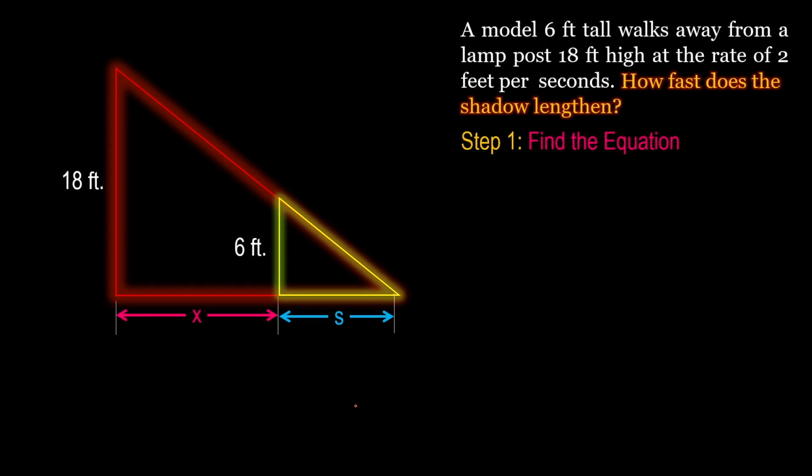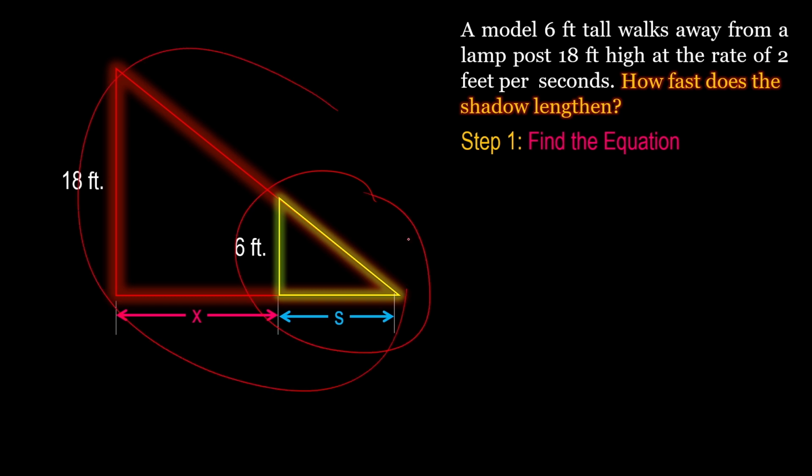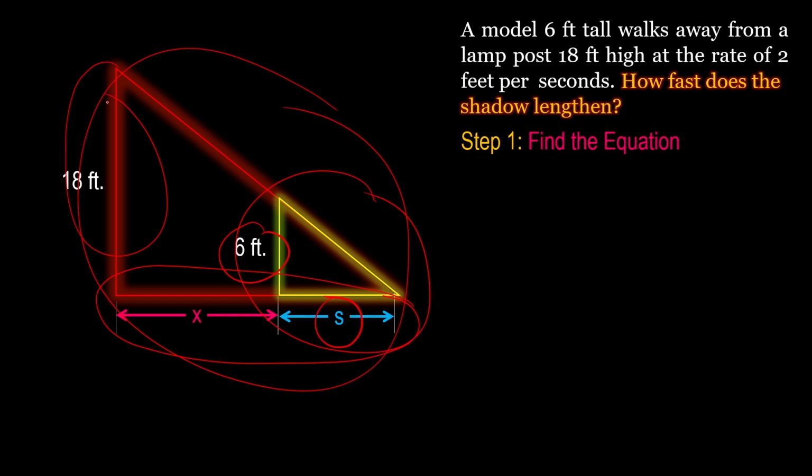So again, we are seeing here two similar triangles. We have this small triangle right here and the bigger triangle right here. So we can use the ratio and proportion. We can say S is to 6, that's for the smaller triangle, and that is equal to x plus s, that's the distance for the larger triangle, x plus s over 18. Okay, let me erase that one.